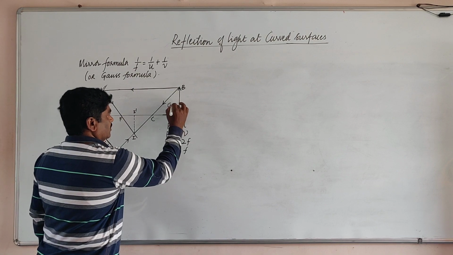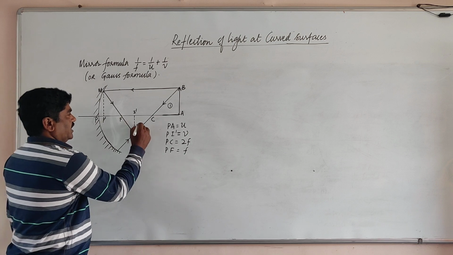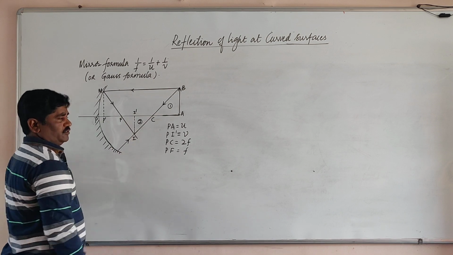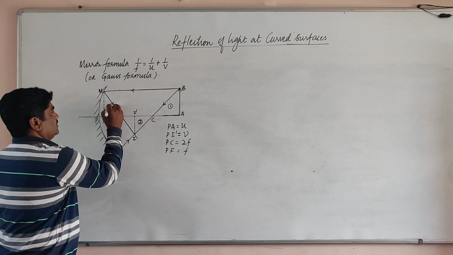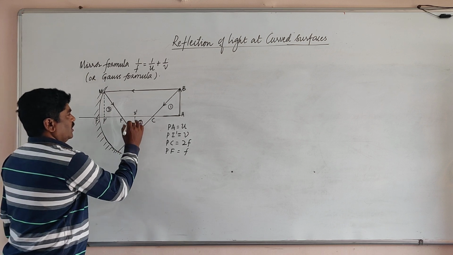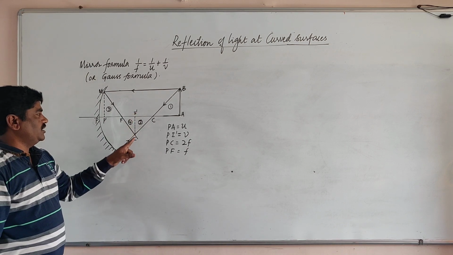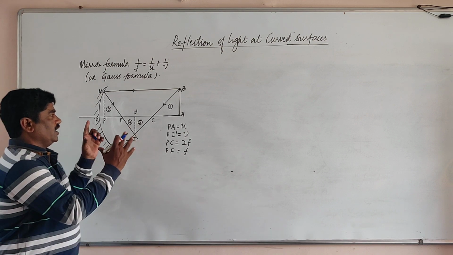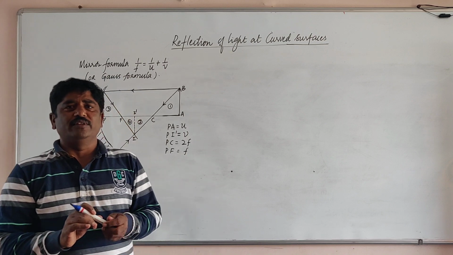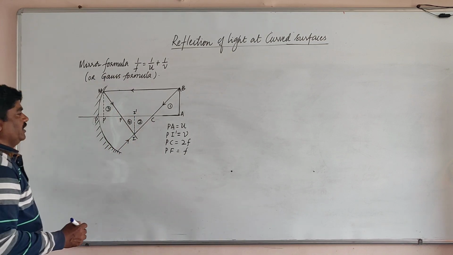Triangle 1 is ABC. Now let us take triangle 2, which is I dash C. Now triangle 3 is MP dash F. Now triangle 4 is nothing but FI dash I. We can compare these triangles and apply the similar triangle principles. Then we can derive the formula very easily.